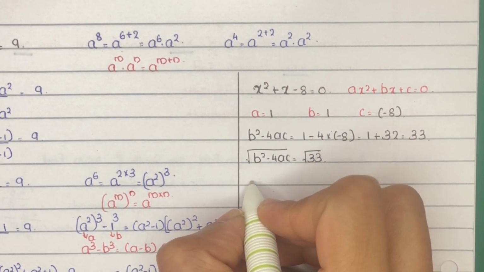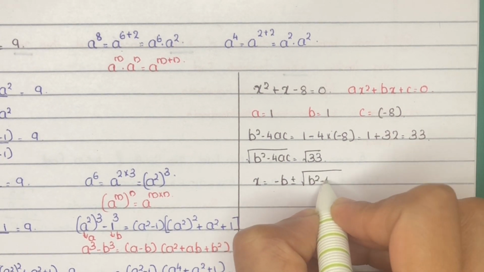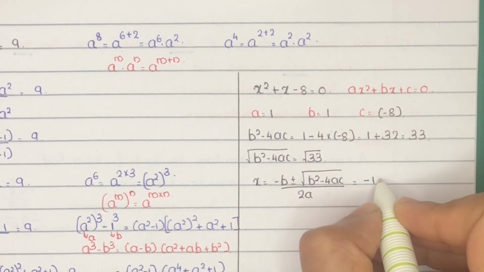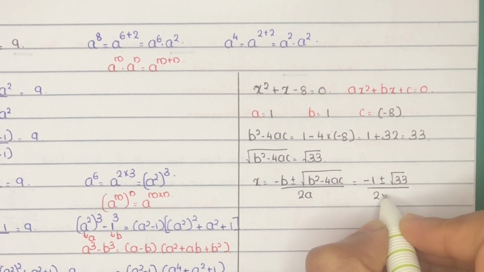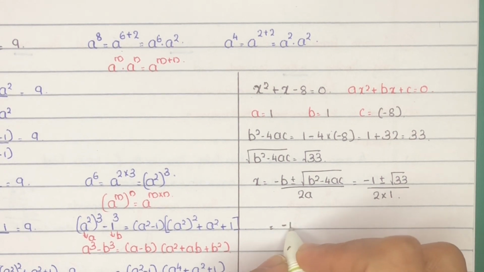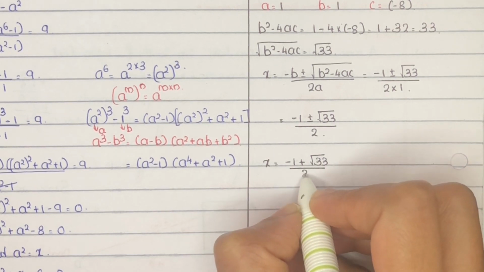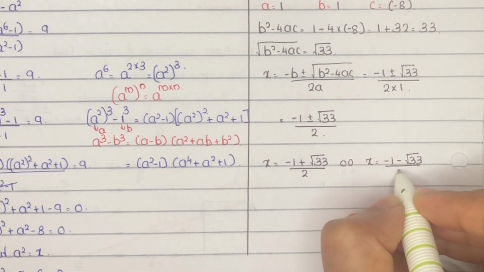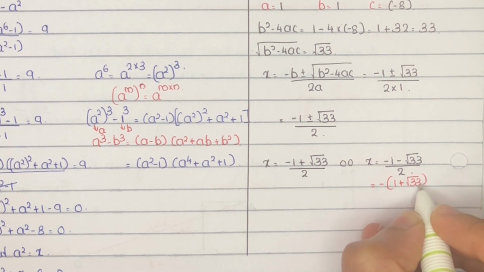and the root of b^2 minus 4ac is root 33. Now we can use the quadratic formula, that is x equal to (−b ± √(b^2 − 4ac)) / 2a. b equal to 1, so minus 1 plus or minus root 33 by 2 into a, 1. That is equal to (−1 ± √33) / 2 into 1, which is 2. This x equal to (−1 + √33)/2, or x equal to (−1 − √33)/2. This one you can write as, taking the negative outside, minus of (1 + √33)/2.